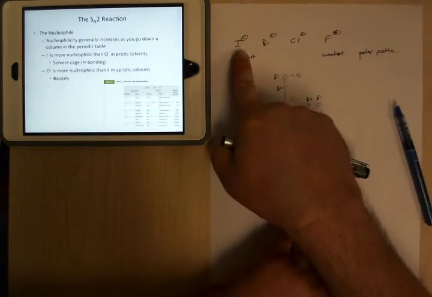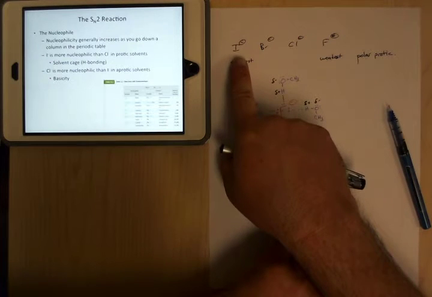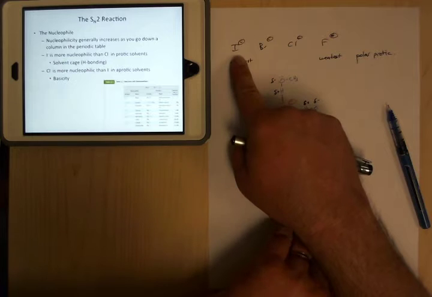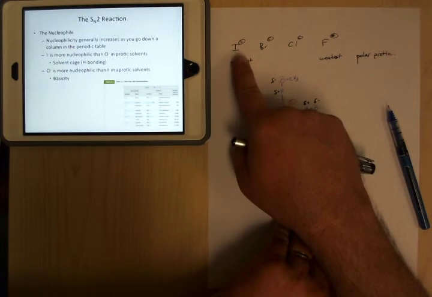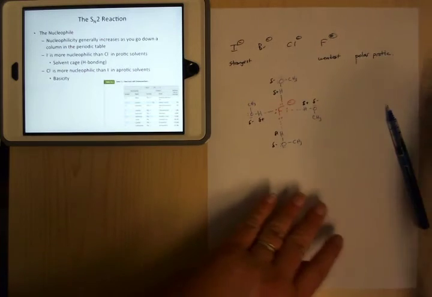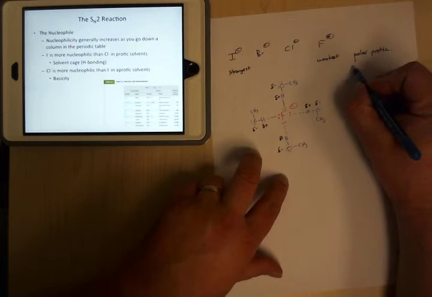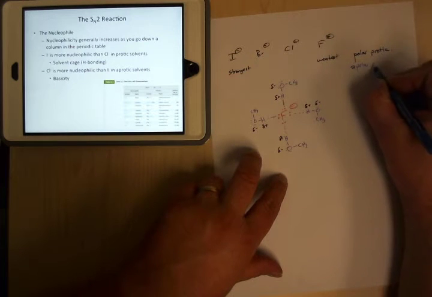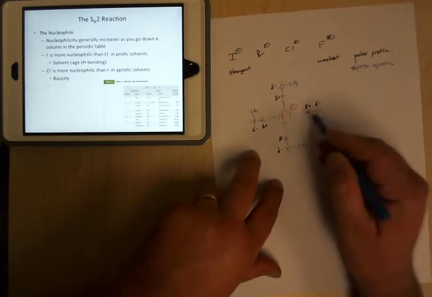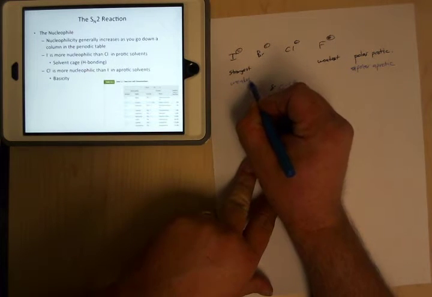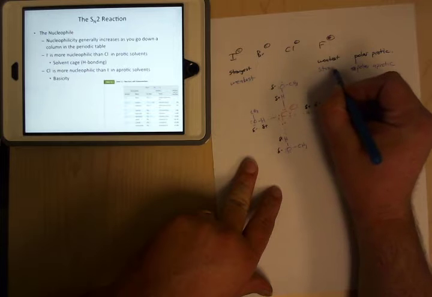Okay, the solvent cage isn't nearly as strong with an iodine as it is for a fluorine. So basically, it's almost like a steric effect. This thing can do its business better than this one here. When you switch to a polar aprotic solvent, where you don't have the solvent cage, then it follows the normal trends.